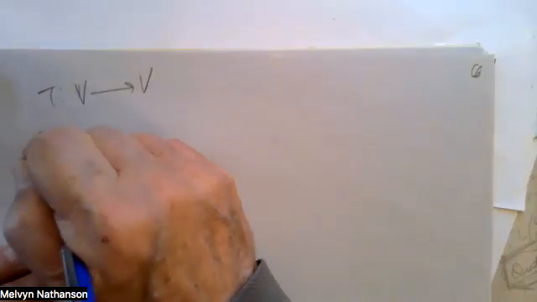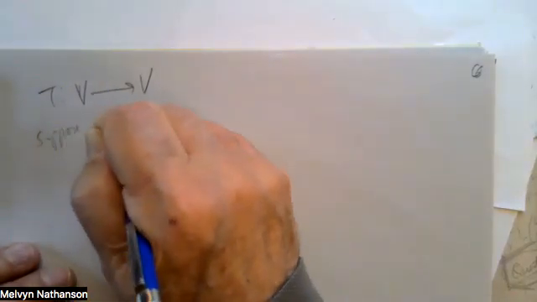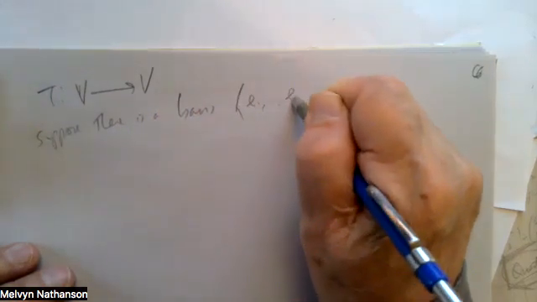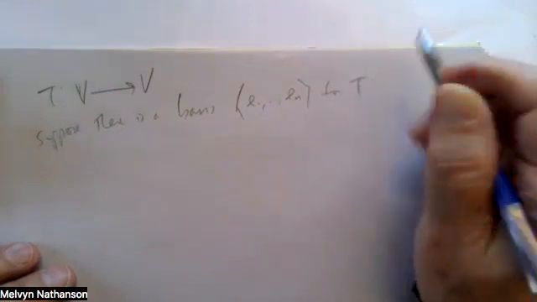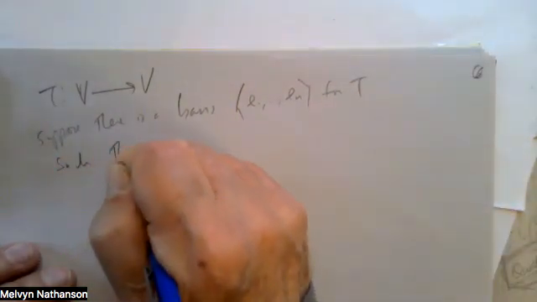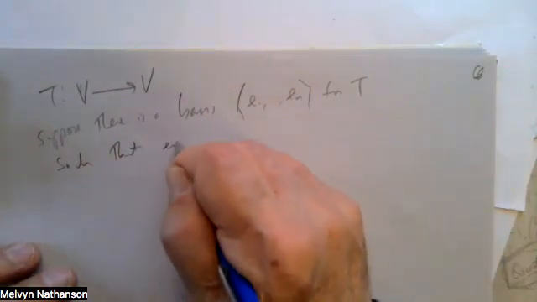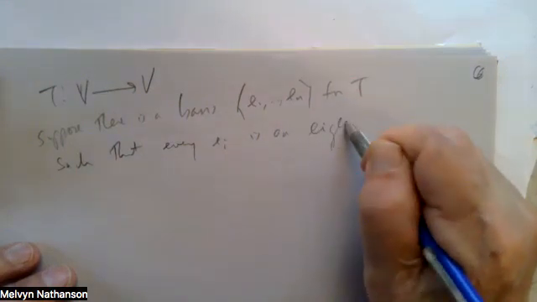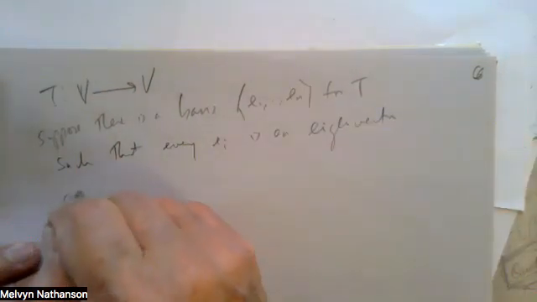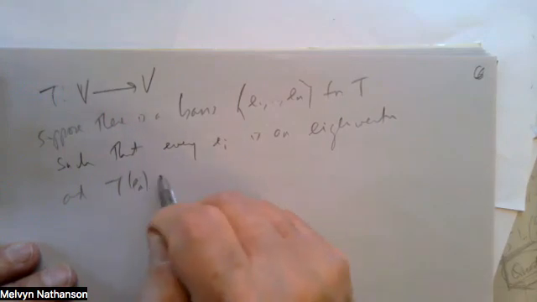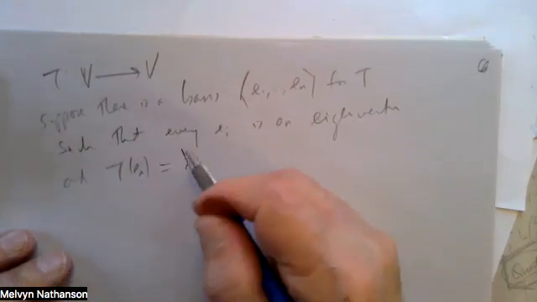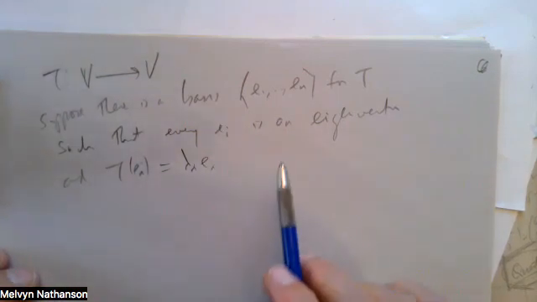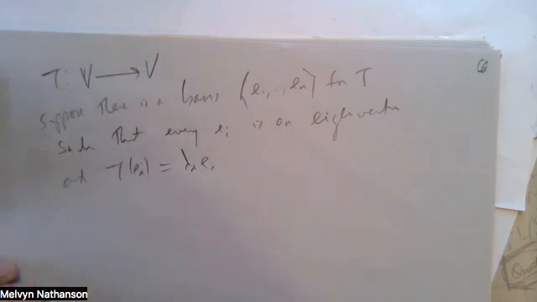And suppose there is a basis E1 up to En for T such that every vector E sub I is an eigenvector, and T of EI is some scalar lambda I, depending on the vector EI, lambda I times EI. So you have a basis of eigenvectors.